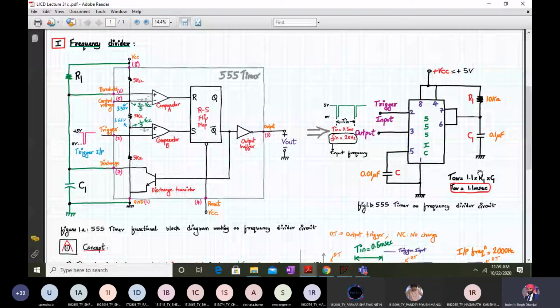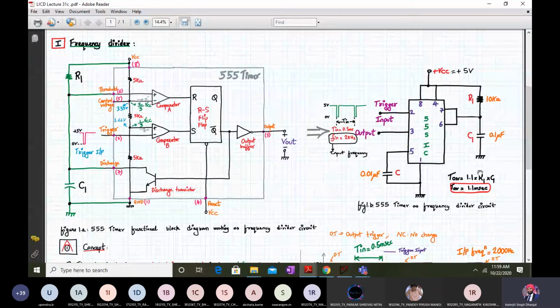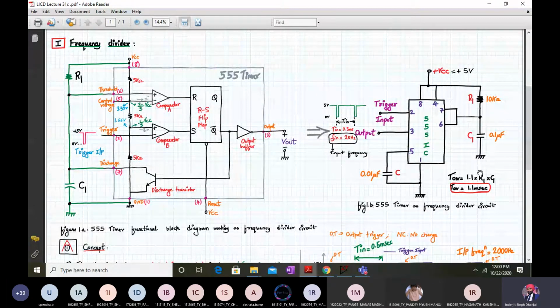What do you understand by frequency divider? What could it do? Anyone? Hello? So what do you divide, which frequency value, input or output? Input frequency by some given value. Okay, correct. Let's say you have an input signal frequency of 1000 hertz, and we want to divide it into 100 hertz, 10 intervals of 100 hertz. We can do that over here.